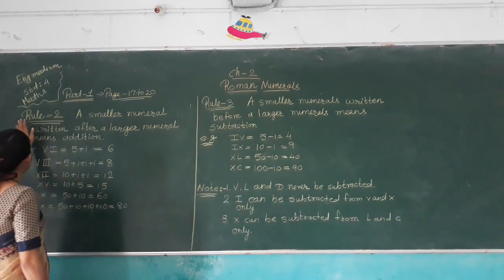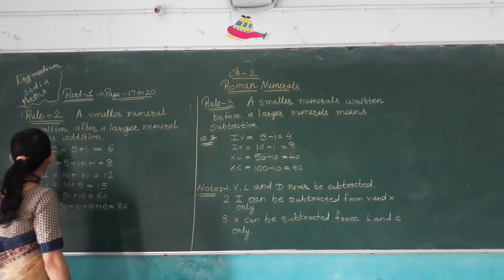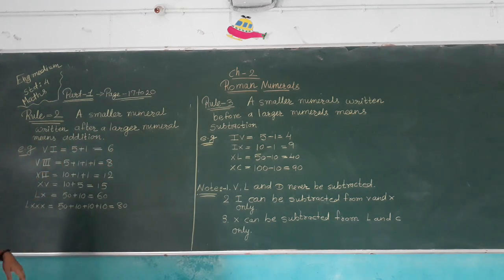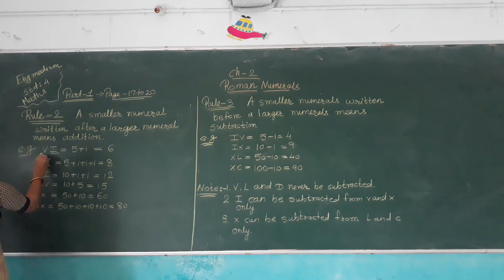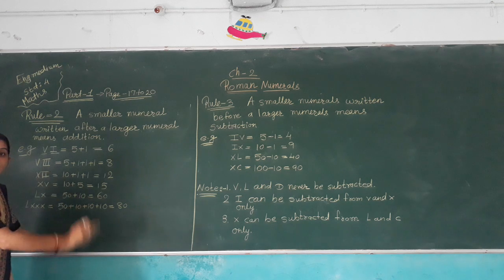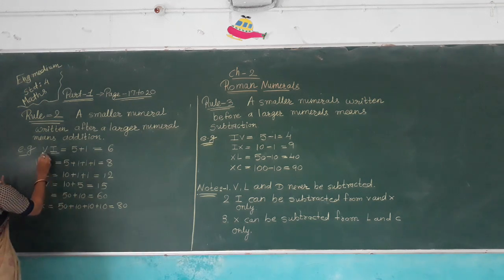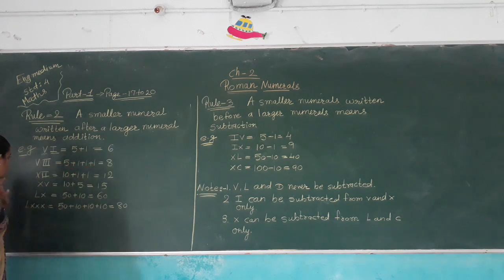Now next rule, Rule 2. A smaller numeral written after a larger numeral means addition. Here I is a smaller numeral and V is a larger numeral. You write the smaller numeral after the larger numeral, that means addition. Look here, VI: V is larger and I is smaller, V is 5, I is 1, that means 5 plus 1 is equal to 6.